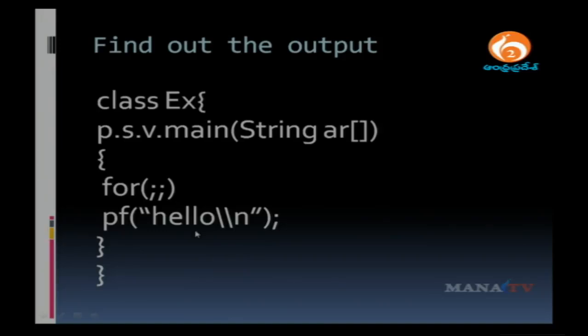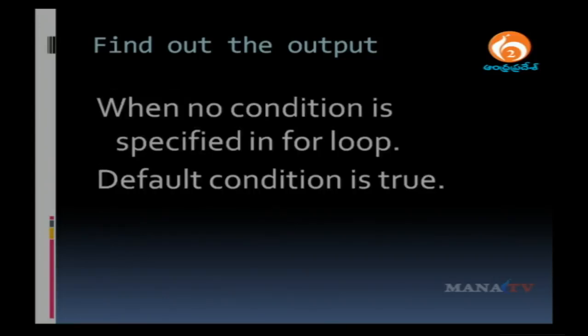Hello, hello, hello. So many hellos we will get. We need to terminate the Java application, then only it is going to be stopped. When no condition is specified in the for loop, the default condition is true. Means whatever the body is there, that body is going to be executed.